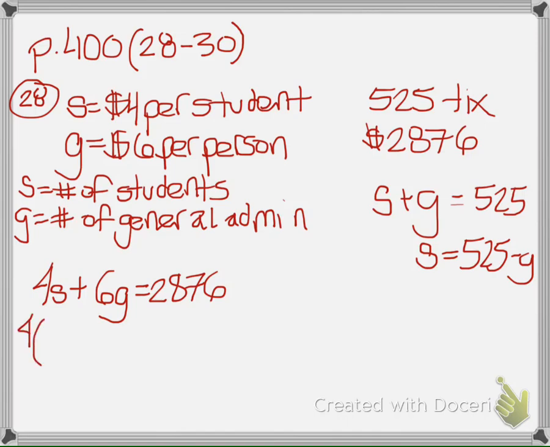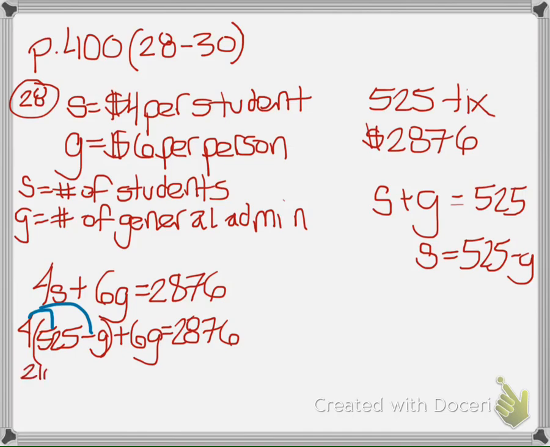Instead of writing S, we now write 4 times 525 minus G plus 6G is 2,876. We now distribute 4 times 525, and then 4 times negative G. Well, 4 sets of 525 would be 1,050, so 2,100 minus 4G plus 6G is 2,876.